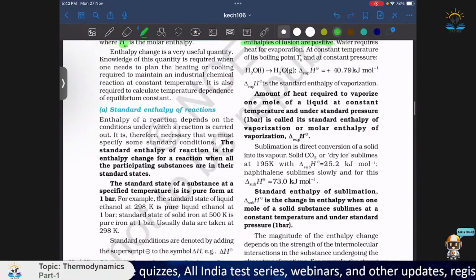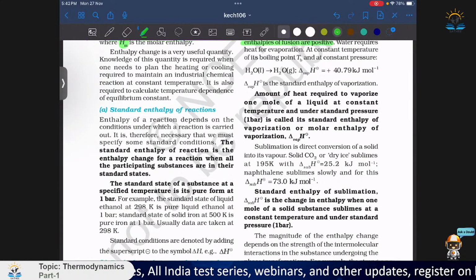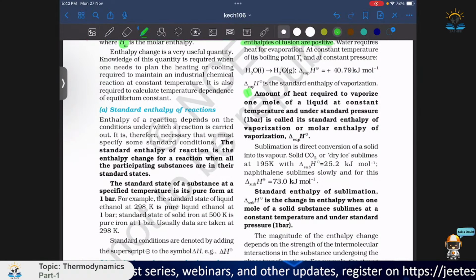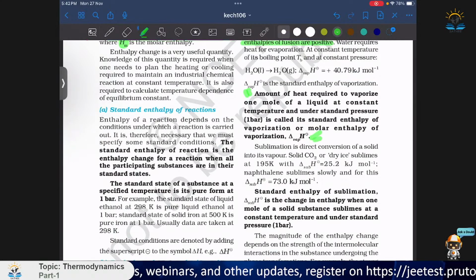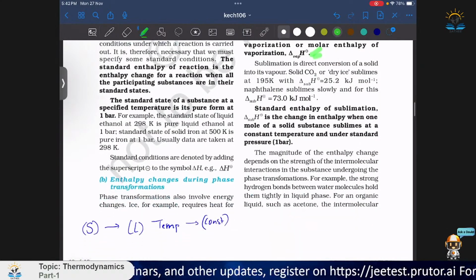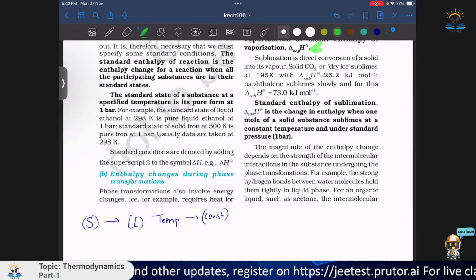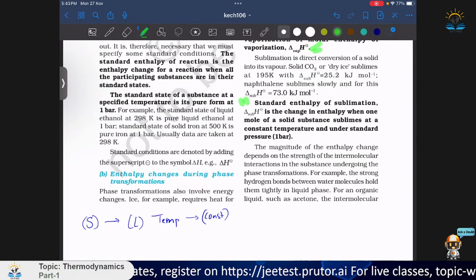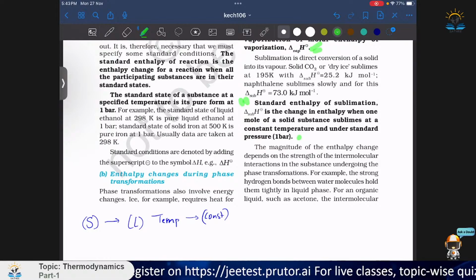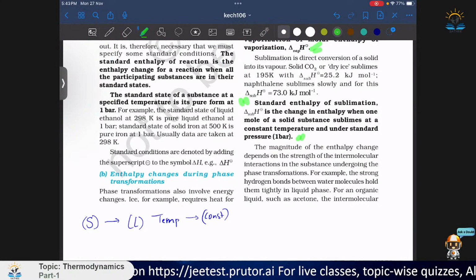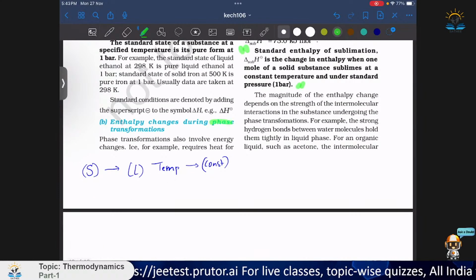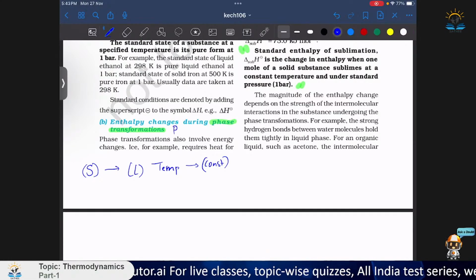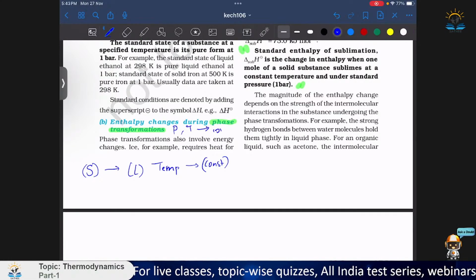So all enthalpies of fusion are positive. Now, enthalpy of vaporization is the amount of heat required to vaporize 1 mole of liquid at a constant temperature under standard pressure of 1 bar, and it is called standard enthalpy of vaporization. It is also positive. Standard enthalpy of sublimation, again, is the enthalpy change when 1 mole of solid is sublimed at constant pressure of 1 bar. So for all phase transformations, one thing is there: pressure and temperature are constant.